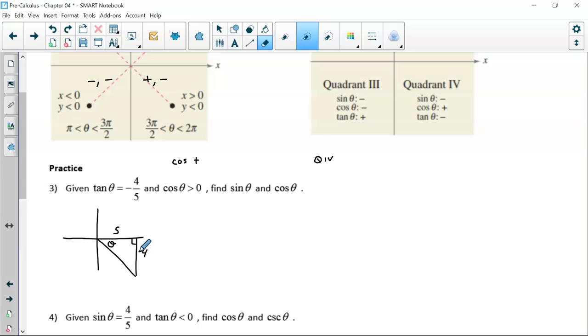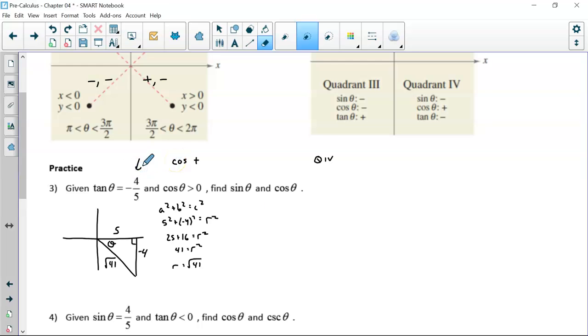Now, we do need to find the hypotenuse. a squared plus b squared equals c squared. 5 squared plus negative 4 squared equals r squared. 25 plus 16 equals r squared. 41 equals r squared, so the radius is the square root of 41. Now that we got just from knowing what quadrant we're in and what our tangent was.